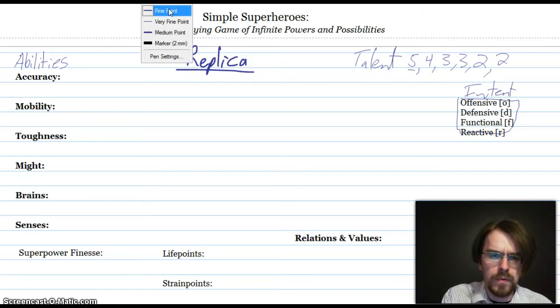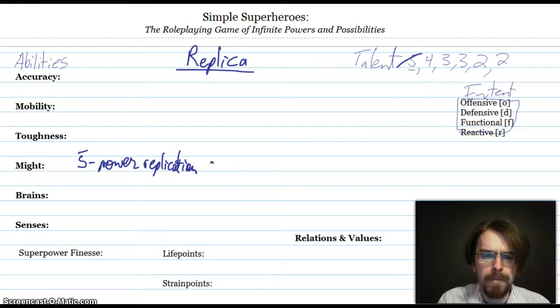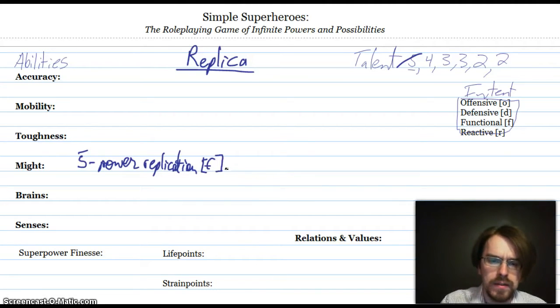So, how does that work? Well, we're going to take our rank 5 talent, and we're going to call this Power Replication. And I'm going to call this functional, because it is primarily about copying powers. Now, to explain exactly how this talent is going to work, I'm going to have to explain a couple of other concepts before I go on and assign some of these other talents.